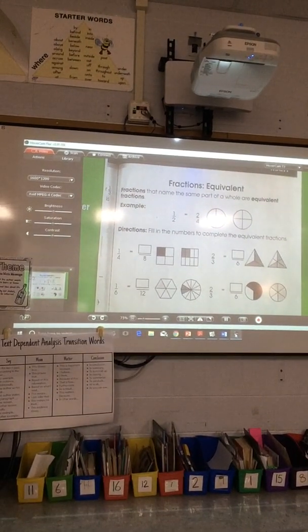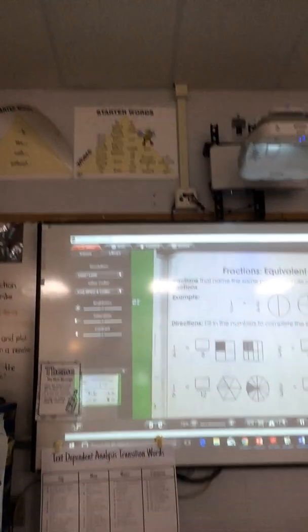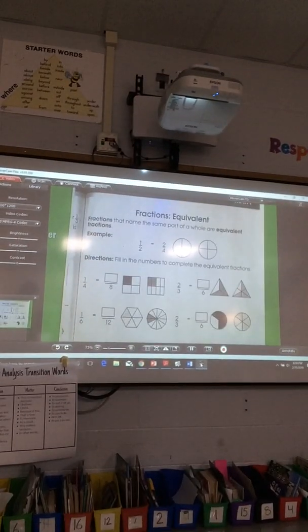Okay. All right. Let me see if I can fix that. Maybe not. Okay. I think you'll be able to do this anyway. Okay. So you're going to fill in the numbers to complete the equivalent fractions. So today, instead of using fraction strips, you're actually using pictures, models.